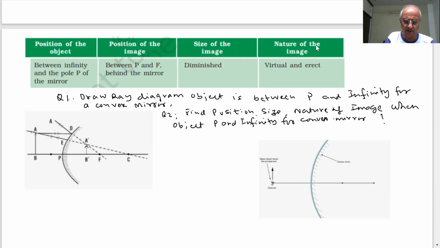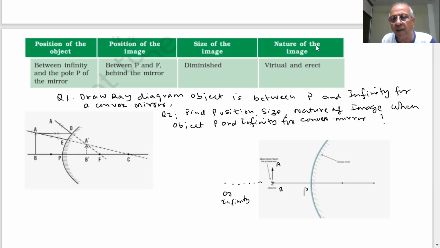Now, if any object is placed between pole and infinity in front of the convex mirror, what will happen? I will use the same rules, only 2 rules out of the 4. If this is an object, student, and this is my convex mirror, I am saying this is my A, this is my B, and this is my pole. And this is between pole and infinity. This distance is towards infinity.